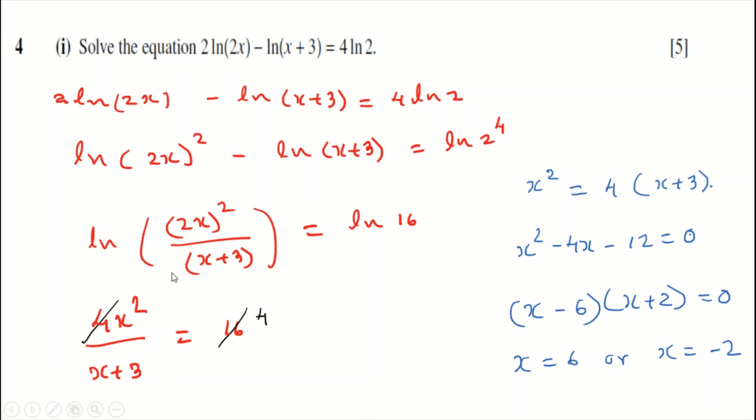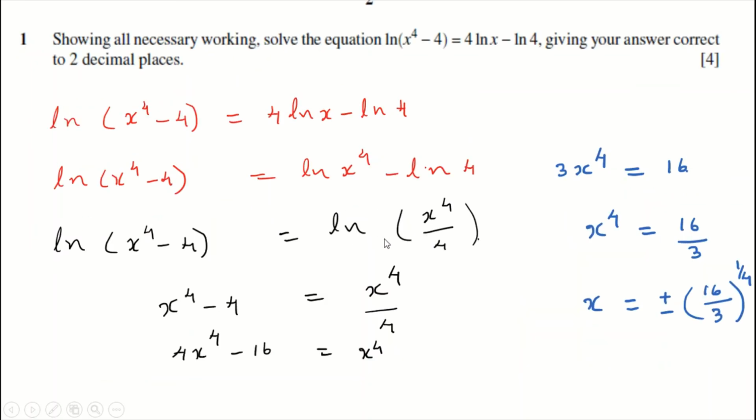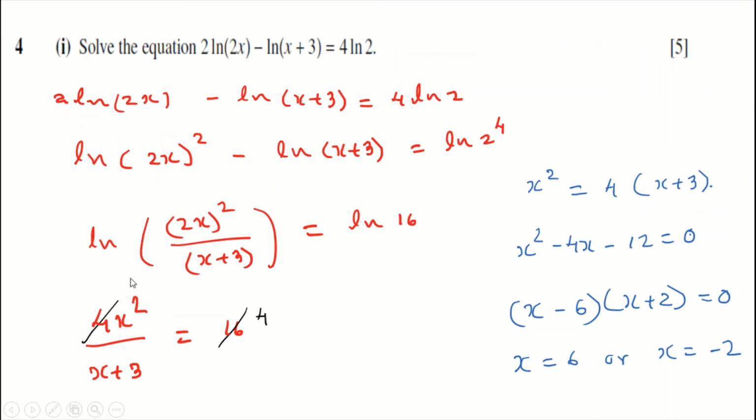Then ln minus ln means division, therefore we can write this as ln of 2x squared divided by x plus 3, and here it is ln 16. In the equation on either side it is ln, therefore we can get rid of ln by taking antilog, so it will lead us to 4x squared divided by x plus 3 is equal to 16. The 4 is common on both sides, so you can divide both sides by 4x, which will lead us to x squared equals 4x plus 3.